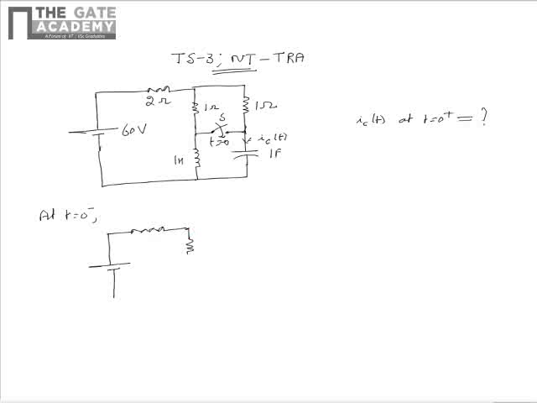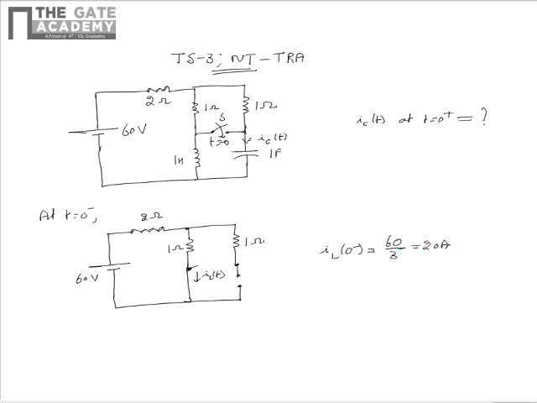Please note that for this case, the switch is kept open because the switch is not yet closed at t equal to 0 minus. As the circuit would have reached the steady state, inductor acts as short and capacitor acts as open. So from this we can say that the current IL of 0 minus is equal to 60 divided by 3, that is equal to 20 ampere.